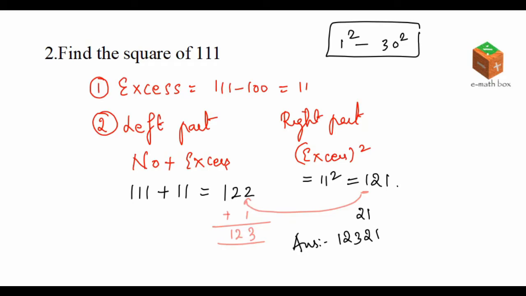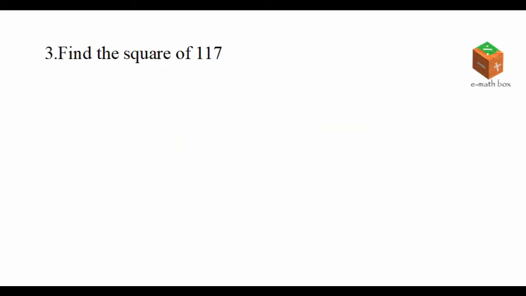So be clear. These concepts we are going to apply only for numbers which are more than 100 and also nearby 100. Okay. So let me teach you one more new way. New way in the sense the same method, right, but a different question. So we are going to find the square of 117. So let's find the first step.